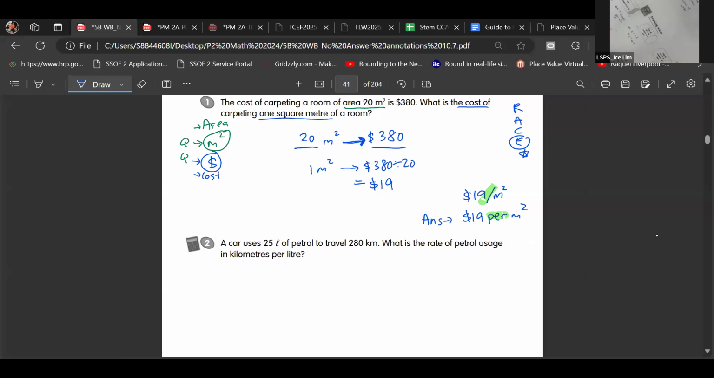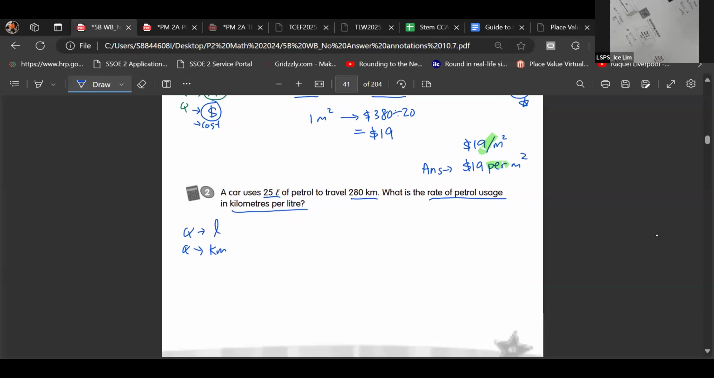So I have two quantities here, first quantity and second quantity. First quantity is, does this question look familiar? It was in the slide, right? Yeah. You have the answer already? Yes, right. And then the second quantity is distance. First quantity, volume of petrol. Second quantity, distance. The rate of petrol usage, kilometer per liter.